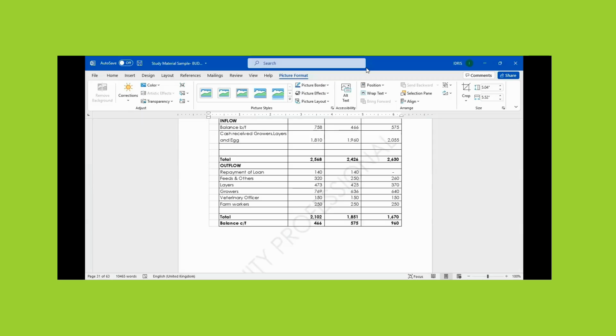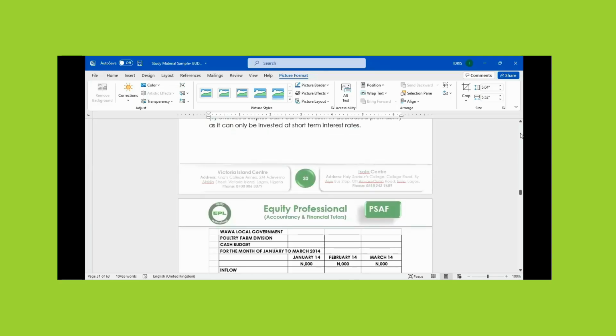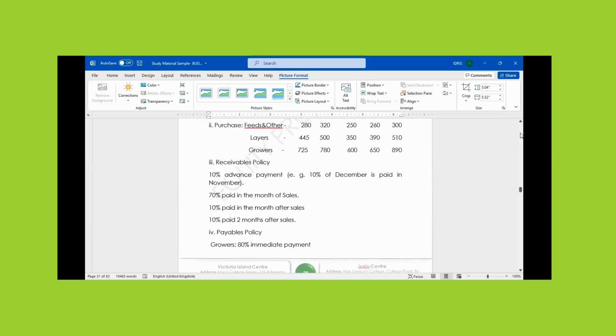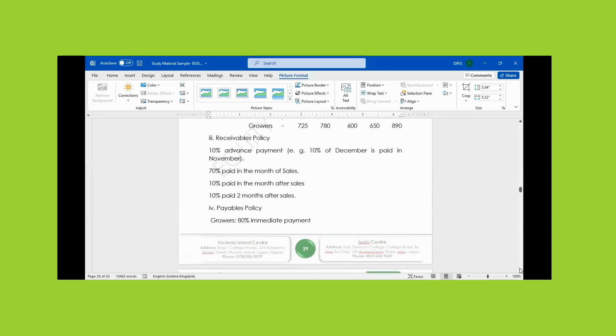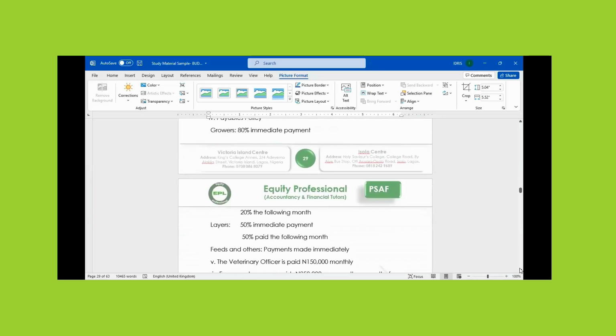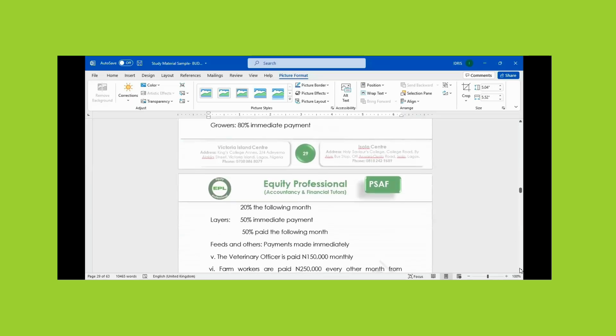Another purchase we need to look at is layers. According to the table, after feed and others, layers follows. What is the payable policy for layers? 50% immediate payment and 50% payment in the following month.